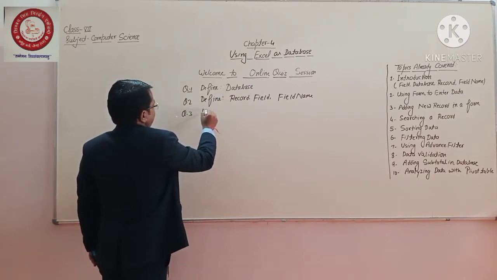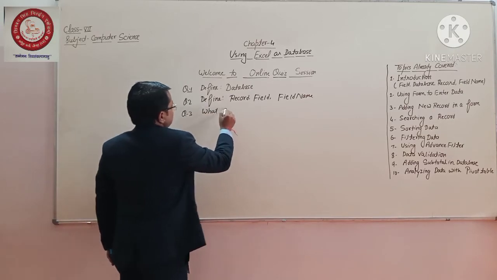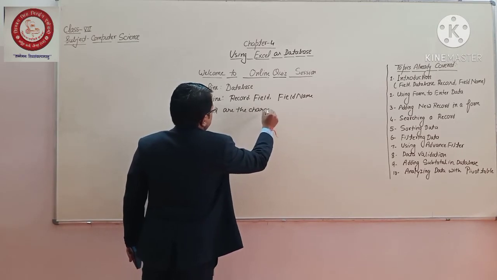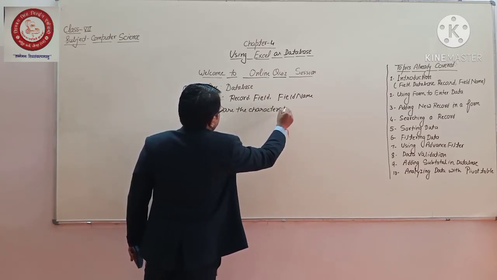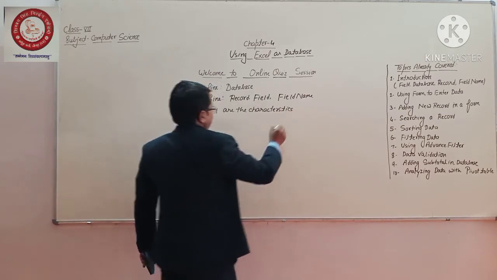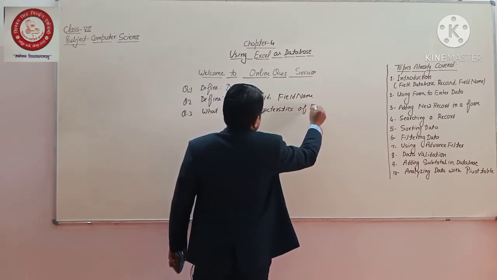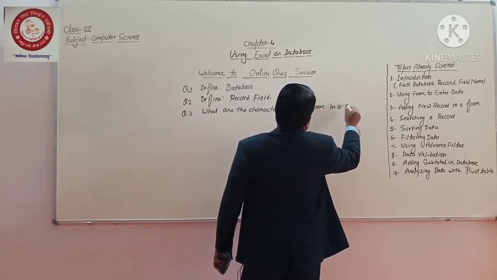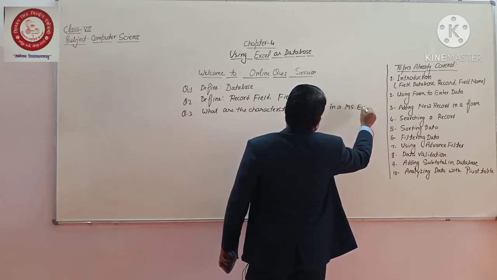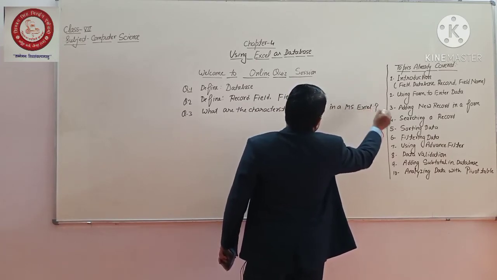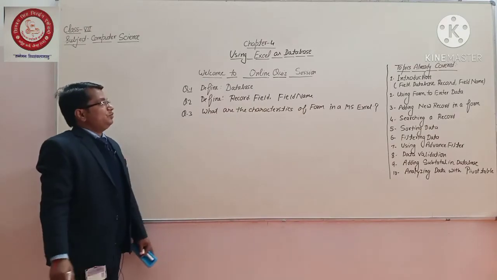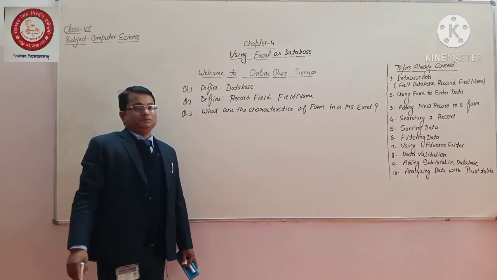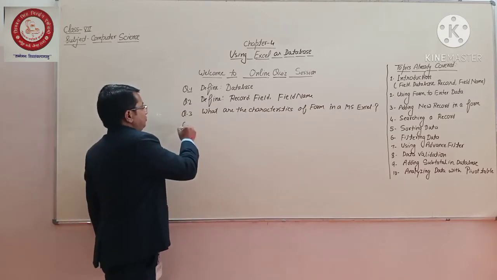Question number 3 is: what are the characteristics of form in MS Excel? The question is, what are the characteristics of form in MS Excel? Let's come to question number 4.